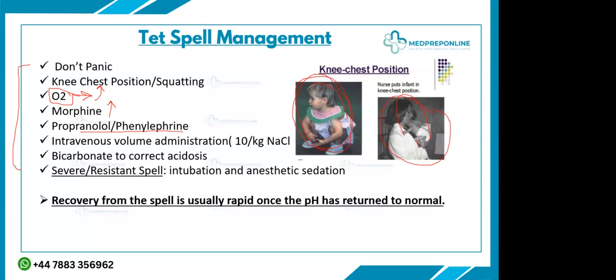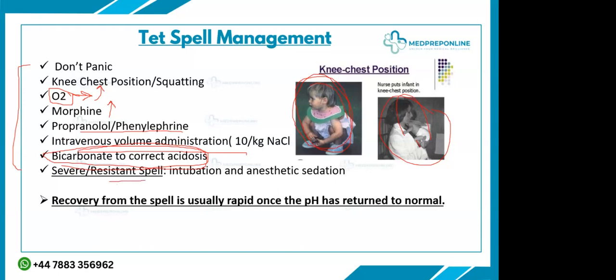Along with that, we have to give intravascular volume administration and bicarbonate to correct the acidosis, because whenever there is hypoxia, there is going to be acidosis, and we need to correct the acidosis. Otherwise, it will worsen the TET spell.